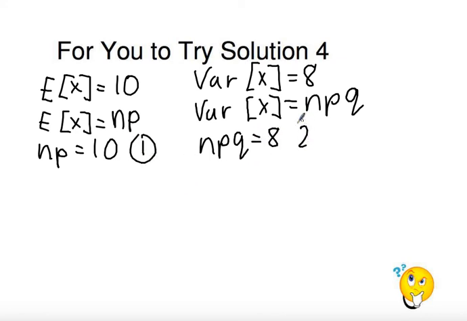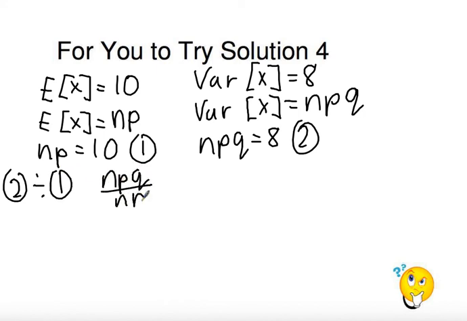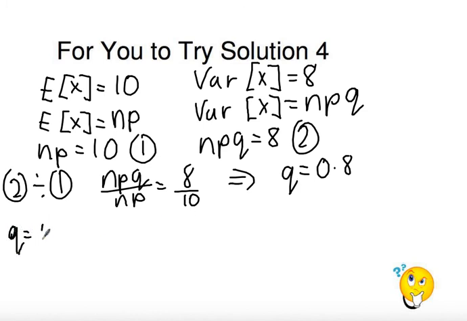So I've got simultaneous equations. If I divide the second equation by the first equation, so I get npq over np equals 8 over 10, what happens is the np's cancel. This leads to a value q equals 0.8. Since q equals 1 minus p, this gives me that the probability p is 0.2.